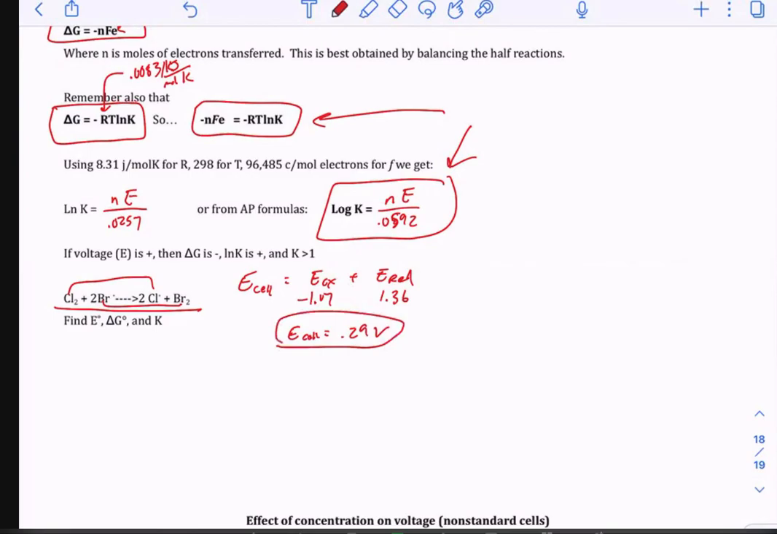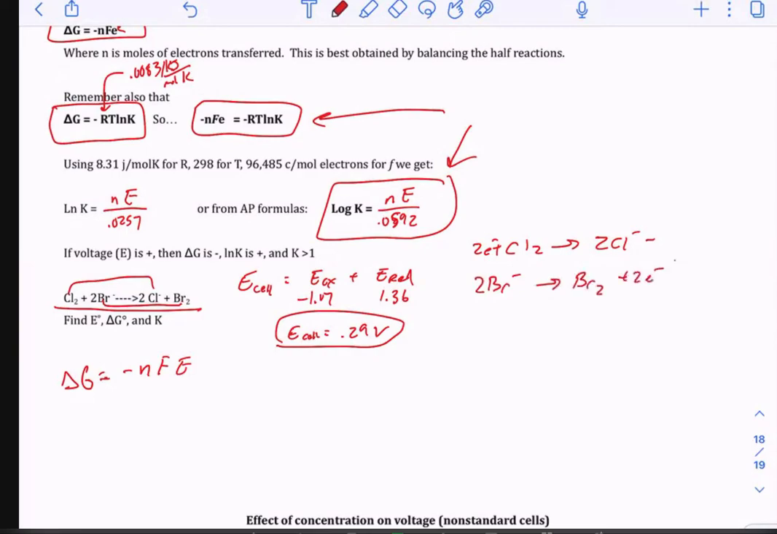So can we take this voltage and find the free energy from it? Yes, we can, because delta G is equal to negative nFE. What is n? How many moles of electrons are being transferred in the reaction between chlorine and bromine? What do you guys think? 2? Yes, it's 2. If you break this in half, it becomes evident, right? n is equal to 2.